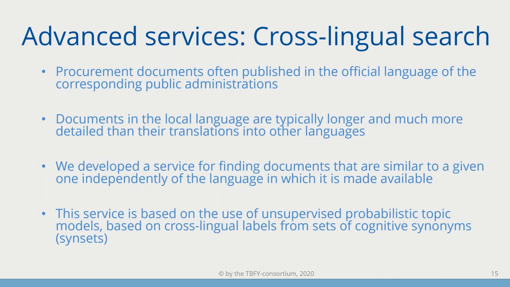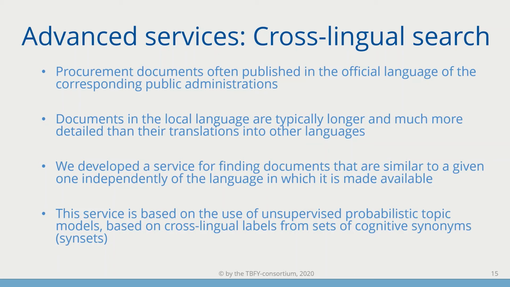When it comes to cross-lingual search, procurement documents often are published in the official language of the corresponding public administration. And usually the documents in the local language are typically much longer and much more detailed than their translations in other languages. Therefore, we developed a service for finding documents that are similar to a given one, independently of the language in which it is made available.